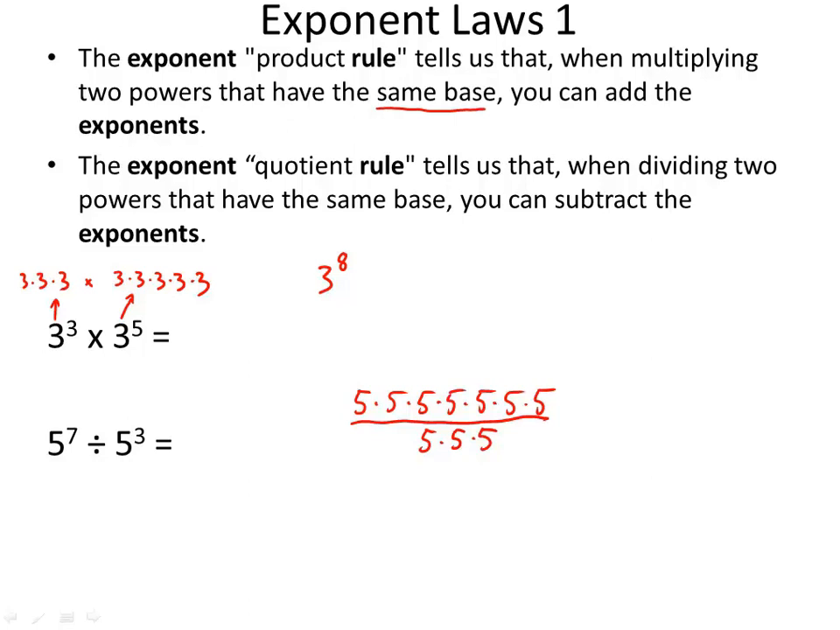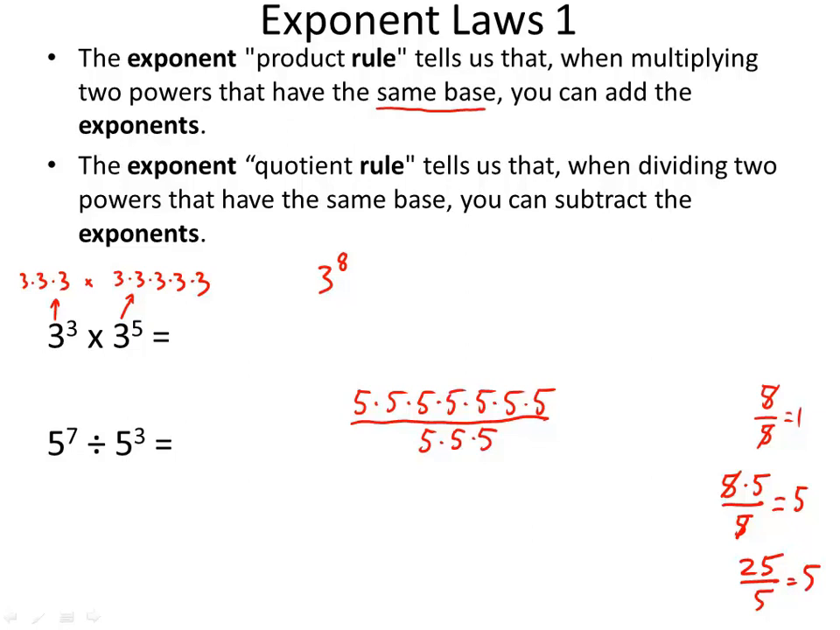Now, when a number is on the top and the same number is on the bottom, they can cancel out. Kind of like if we just had 5 over 5, those will cancel out, and this will simply equal 1. And just like if we had 5 times 5 over 5, these will cancel out, and this will just equal 5. We know that's true because 5 times 5 is 25, and if we take 25 divided by 5, that equals 5.